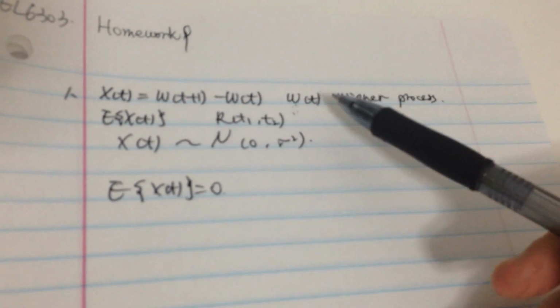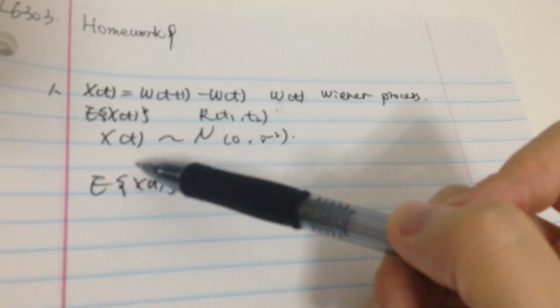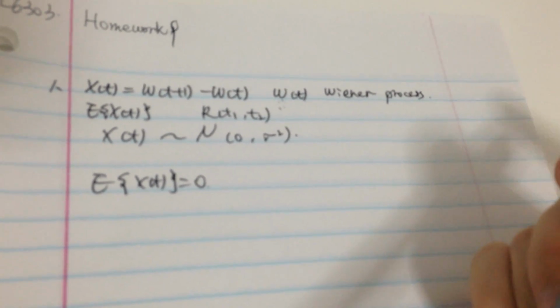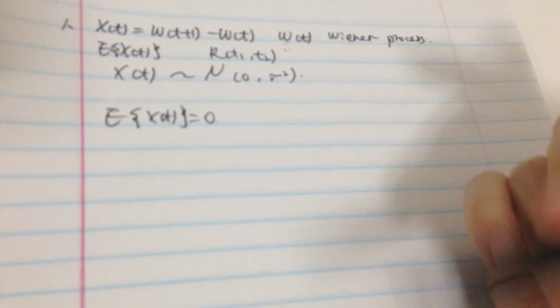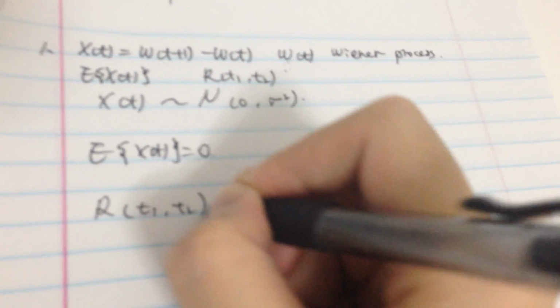Because Wt is a Wiener process, we could easily know that the distribution of Xt is a normal distribution. So here the expectation of Xt is 0. So next we're going to get the R(t1, t2).